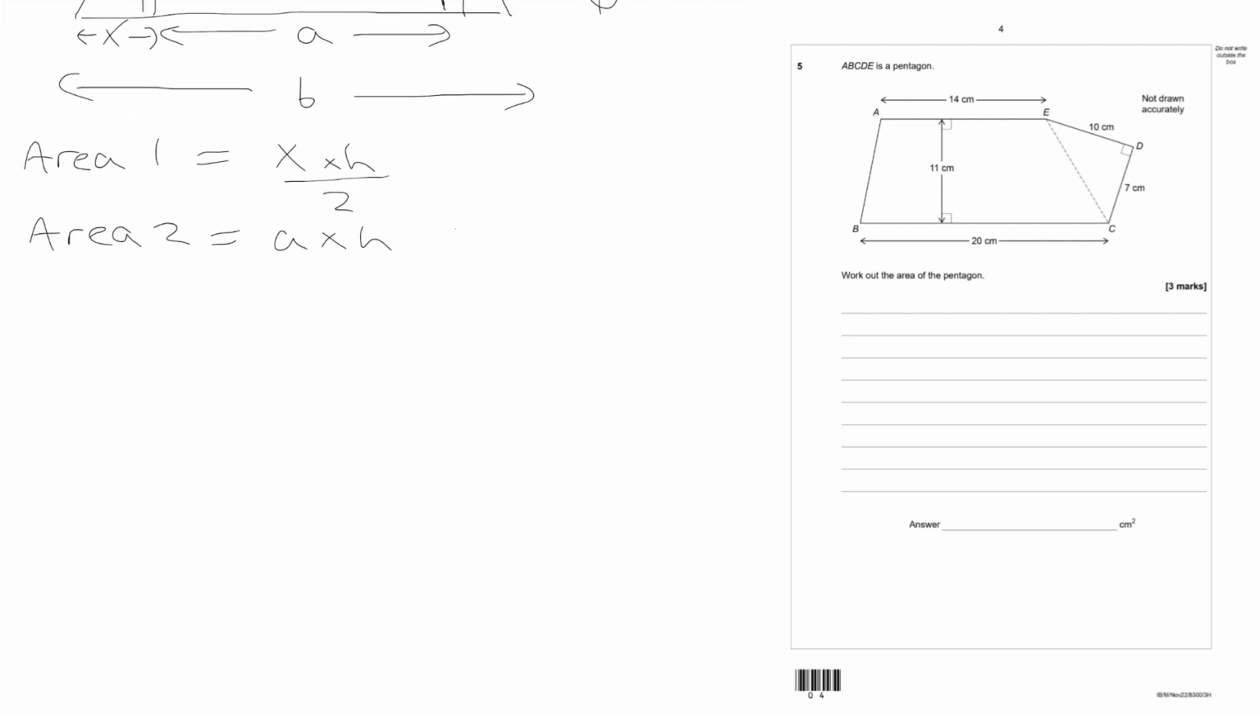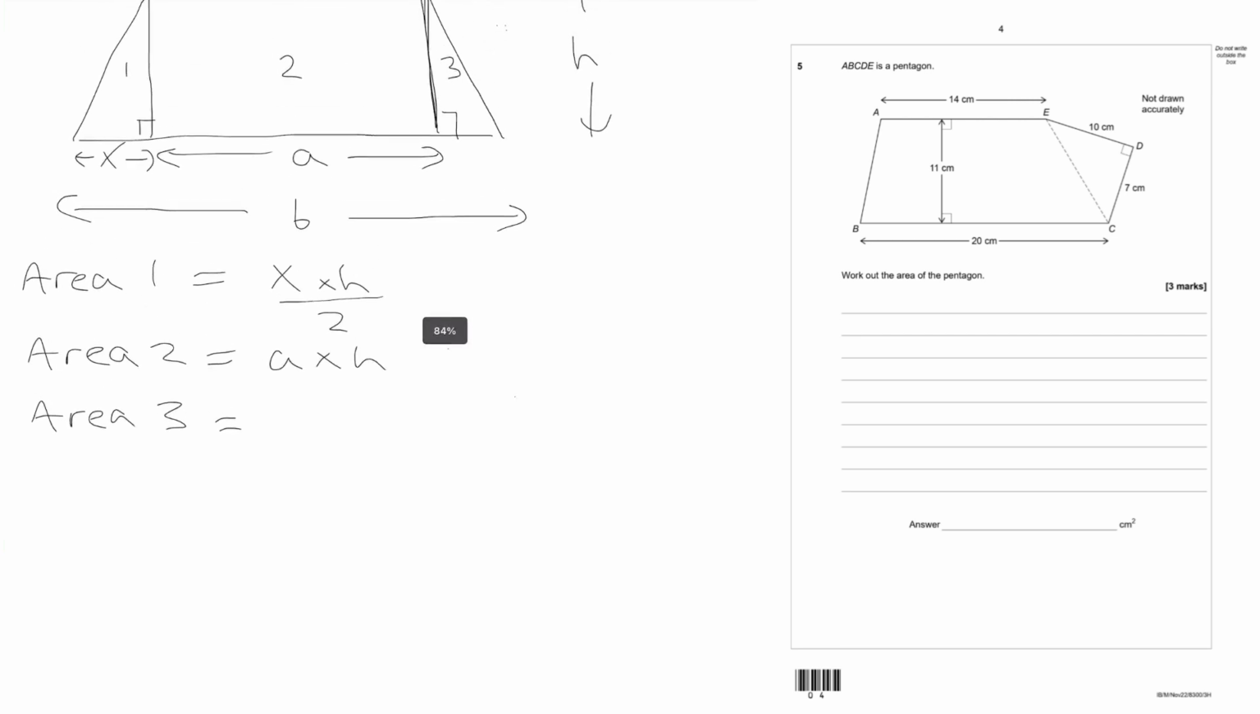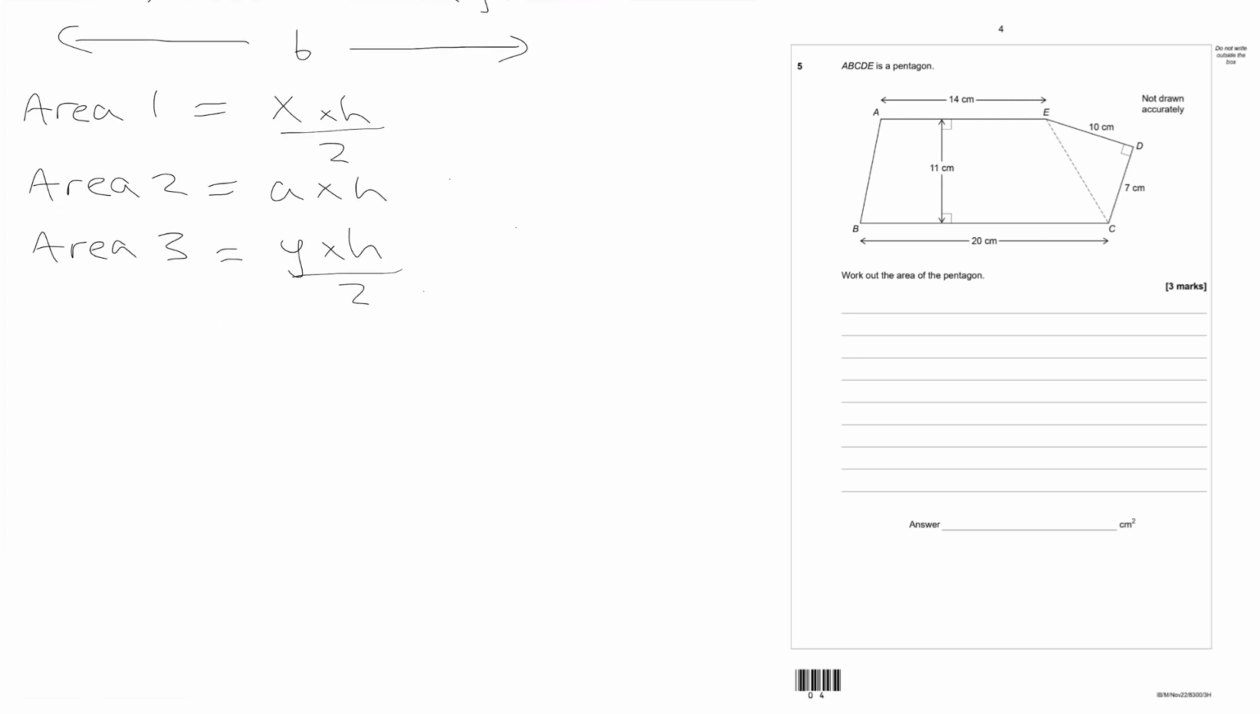Let me just go up there. And area 3 is going to be, again, a right angle triangle, so in this case, and I forgot to label this side, I'll call this side Y. So this is going to be Y times H over 2. And the total area, so I call this area total, is going to be areas 1 plus 2 plus 3. Okay?